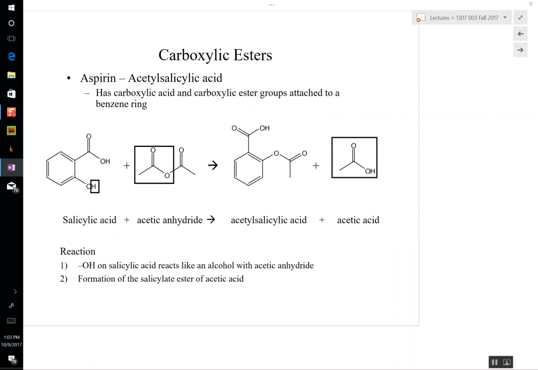Aspirin is an ester. Let's see, where do we have the ester? Right here. We've got an ester right here. We've reacted this salicylic acid with the acetic anhydride, and we've formed this ester right here. We've got acetylsalicylic acid. So aspirin is an ester.